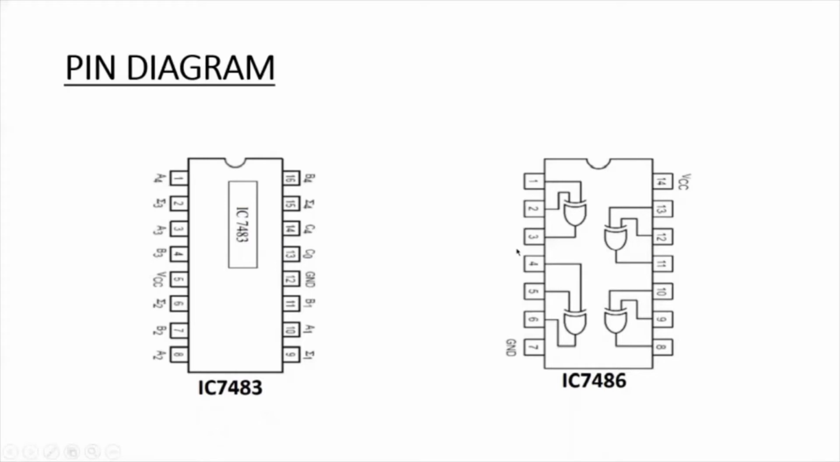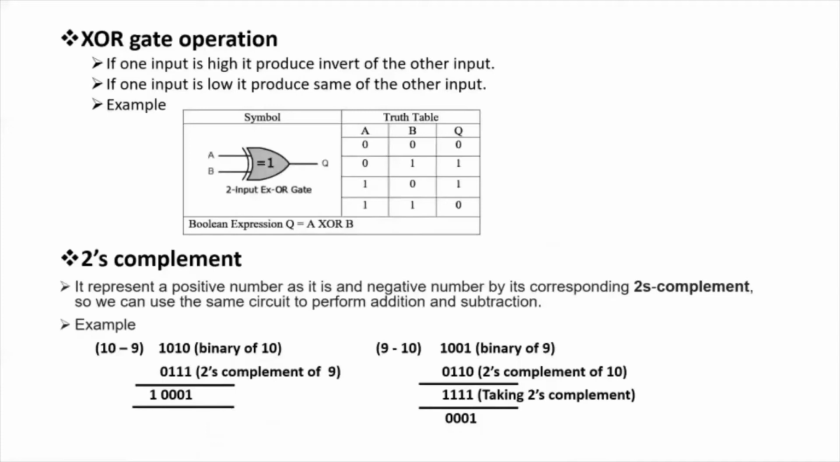So let's get to the concept. In this experiment, we have two major concepts, which are XOR gate operation and 2's complement. So let's see them in detail. In XOR gate operation, if one of the inputs is high, it produces the inverse of the other input as an output. If one of the inputs is low, it produces the same as the other input.